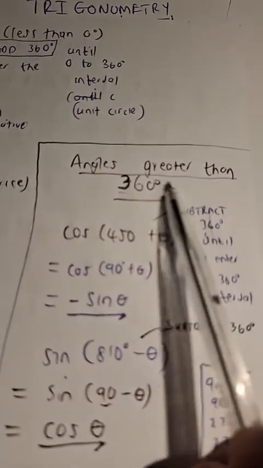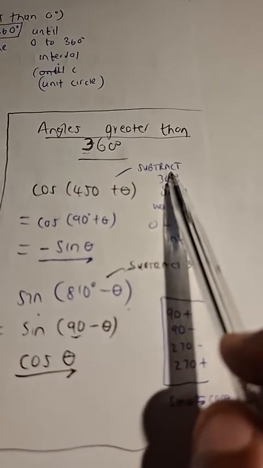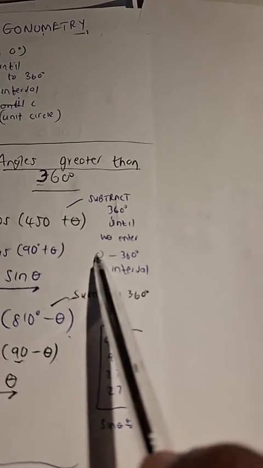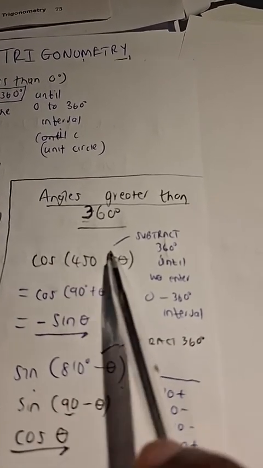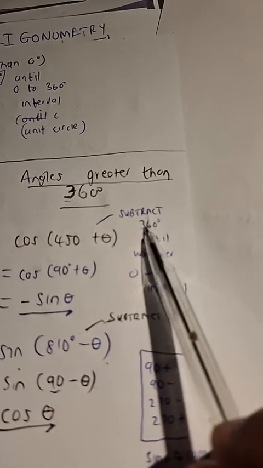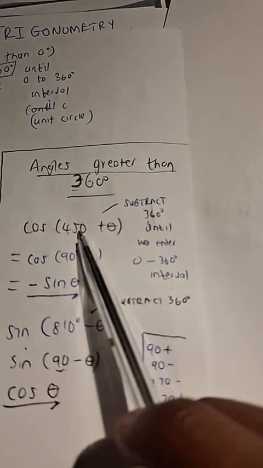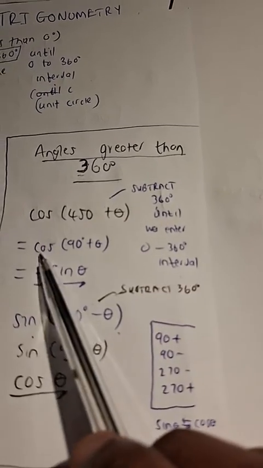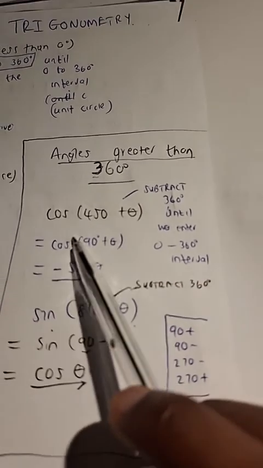When angles are greater than 360, we subtract 360 until the angle is within the 0 to 360 interval. For instance, with 450, we use our calculator and subtract 360 until we get into the 0 to 360 interval. When you subtract 360 the first time with 450, we get 90, which is within the interval. Once we are there, we write down that function value or co-function value, and then we reduce it.